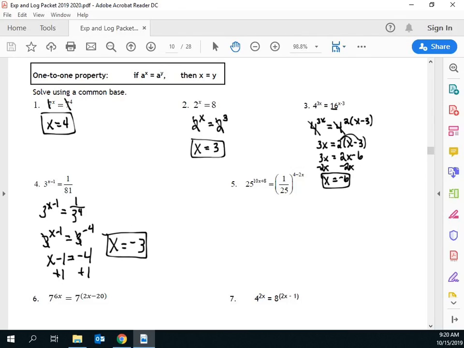Which one do I need to change? Left or right? The right. What do I need to do to it? How do I get the 1 away from the top of 25? It's inverse, that's right. It's actually 25 to the negative 1, right? 1 over 25 is 25 to the negative 1 power.